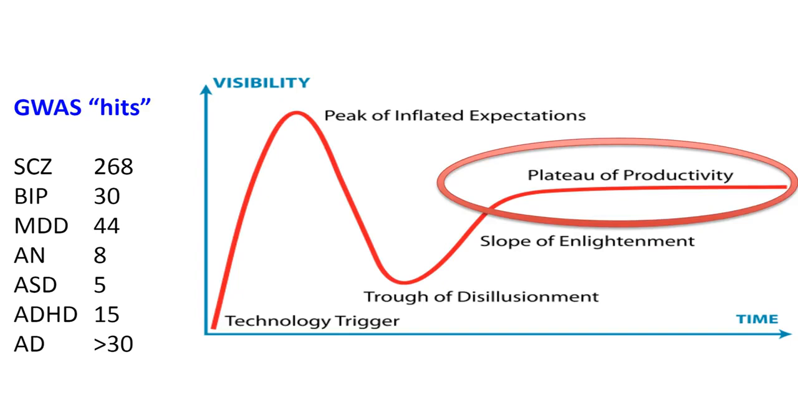Bipolar, recent paper, 30 GWAS loci. Anorexia, and we'll talk about that in a minute, we have 8 hits. Autism, 5 hits. ADHD, 15 hits. So now we know that if our sample sizes get large enough, we will have genetic discovery, and that allows us to do a few different things. One is identify genes and biology, so generate hypotheses for neuroscientists to work on. The other is that it allows us to develop polygenic risk scores that can be used in study design, which I would encourage people to think about using rather than candidate genes.